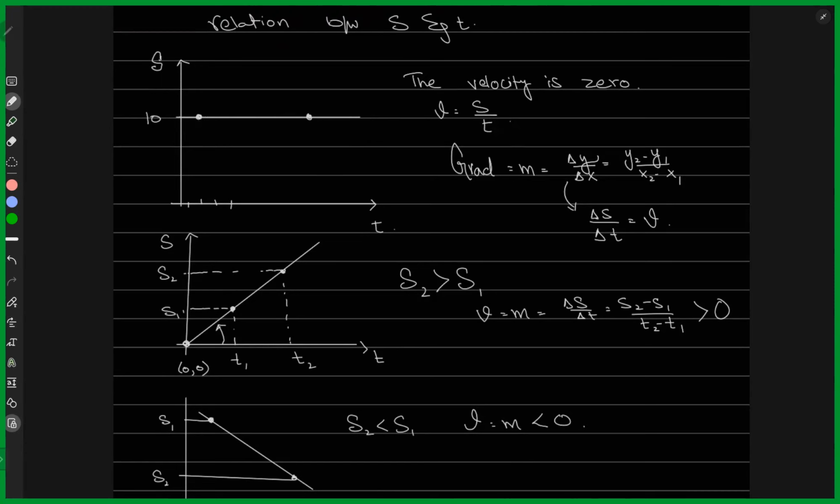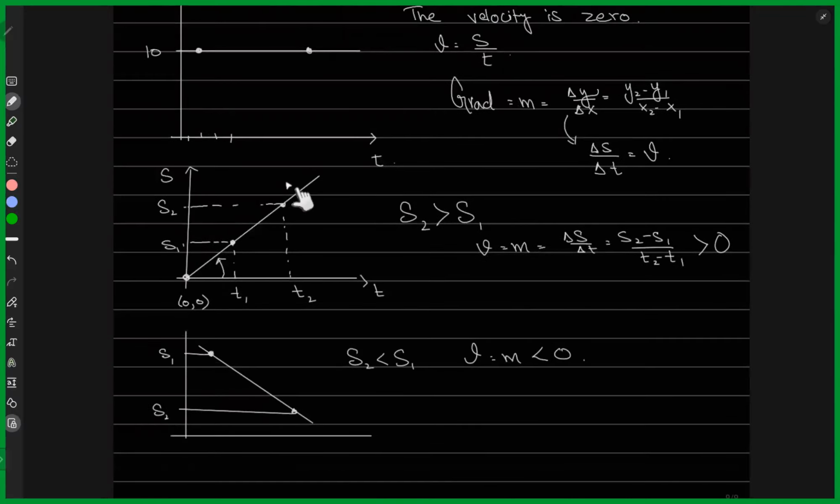And so you can get that also by taking the gradient, the mathematical gradient of this line, as in change in the y-axis divided by change in the x-axis. But you see that in the y-axis, the line does not change. It is straight like this. So that is zero, and that's why velocity is zero.